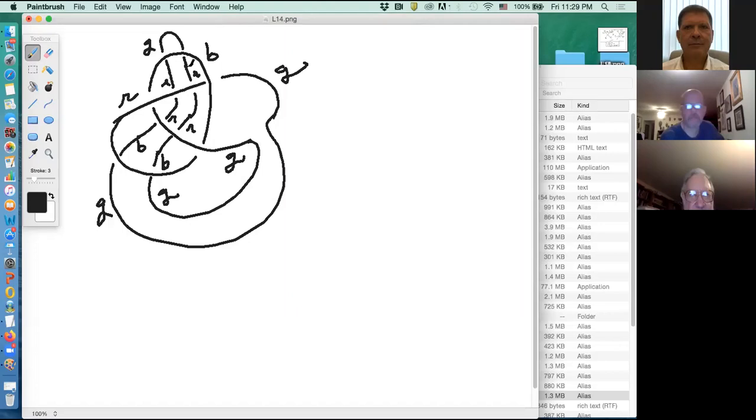And then I could do yet another Reidemeister move. I could take this strand here and slip it under the triangle over to here, so that it would go here and come back out here. That would be a three move from here to here. And this would have to be erased.